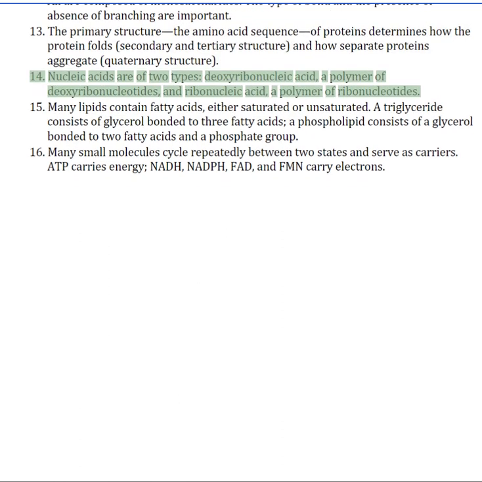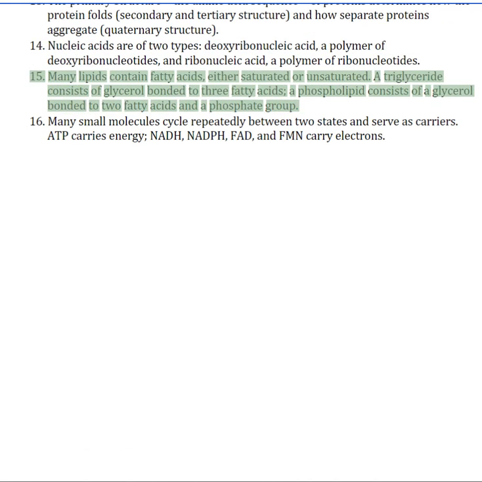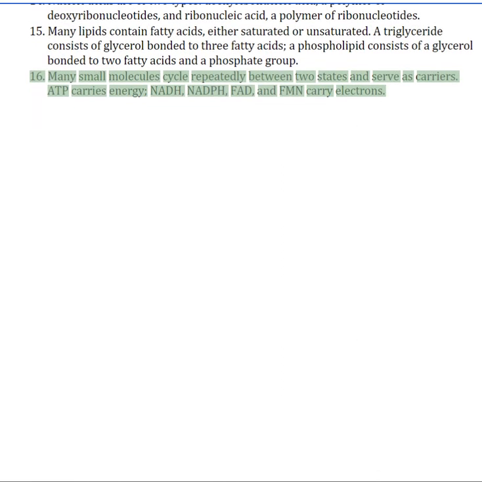14. Nucleic acids are of 2 types, deoxyribonucleic acid, a polymer of deoxyribonucleotides, and ribonucleic acid, a polymer of ribonucleotides. 15. Many lipids contain fatty acids, either saturated or unsaturated. A triglyceride consists of glycerol bonded to 3 fatty acids. A phospholipid consists of a glycerol bonded to 2 fatty acids and a phosphate group. 16. Many small molecules cycle repeatedly between 2 states and serve as carriers. ATP carries energy, NADH, NADPH, FAD, and FMN carry electrons.